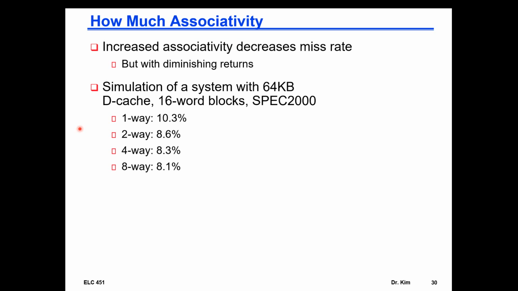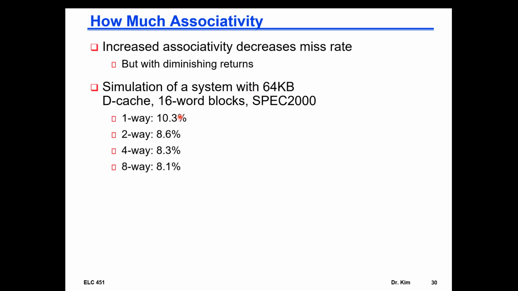So as we wrap this up, let's talk about a couple of questions. How much associativity do we have? Well, again, as I have mentioned, anything that has to do with cache, you have to simulate, because it's not an analytically closed system, so you have to simulate it. And for example, you would get numbers for the miss rate like this. So this is a system with 64 kilobytes of data cache, 16 words per block, and using the SPEC 2000 benchmark. So what you will find, an important overarching conclusion, is that as you increase the associativity, your miss rate will go down, but with diminishing returns.